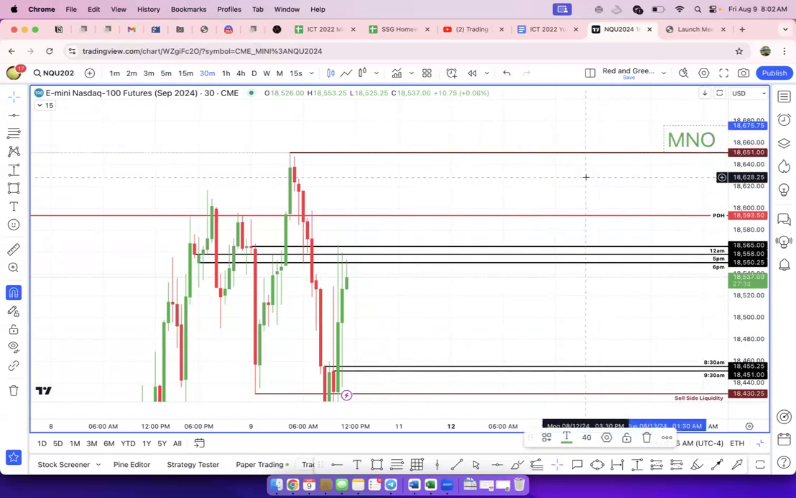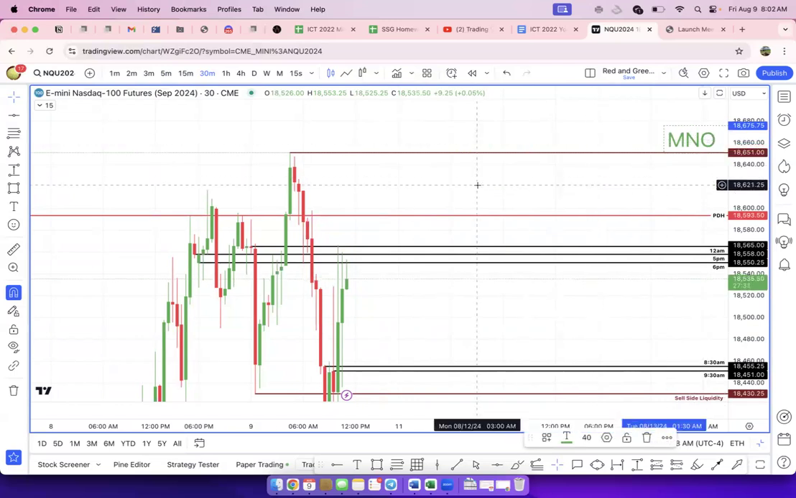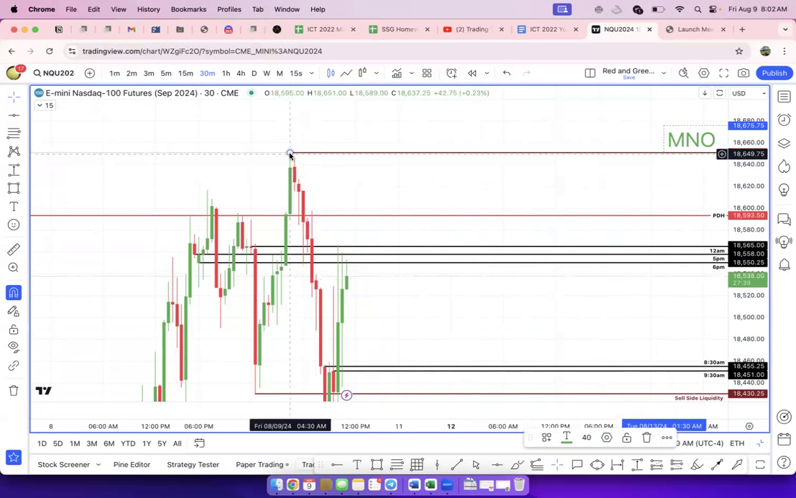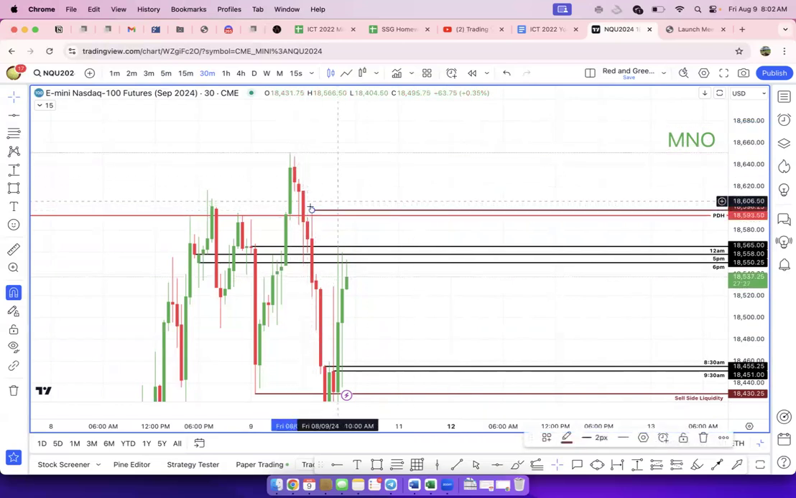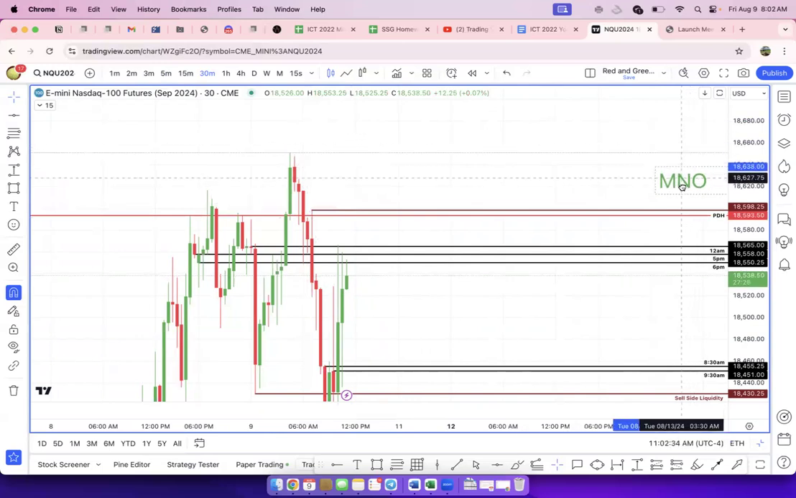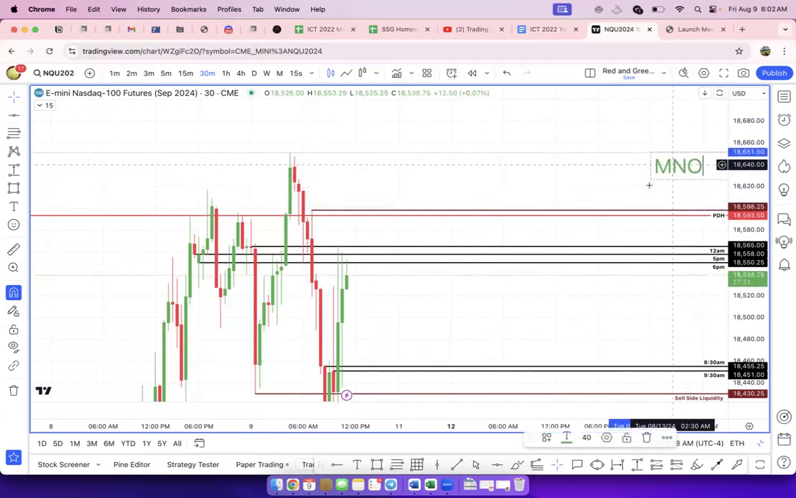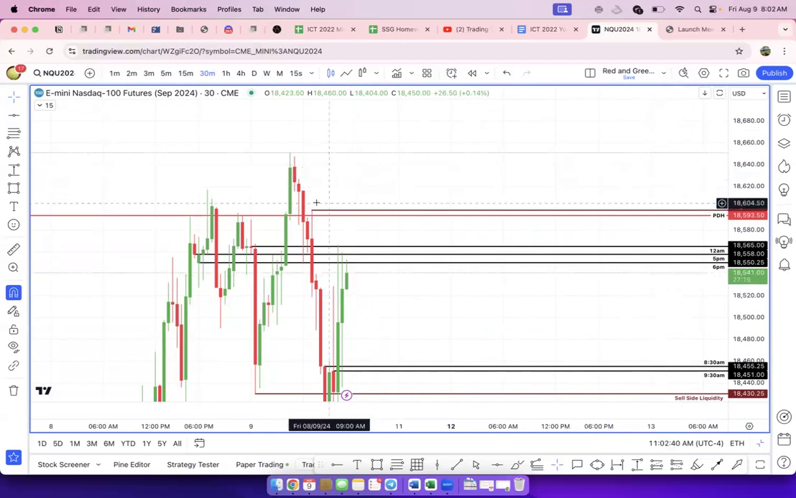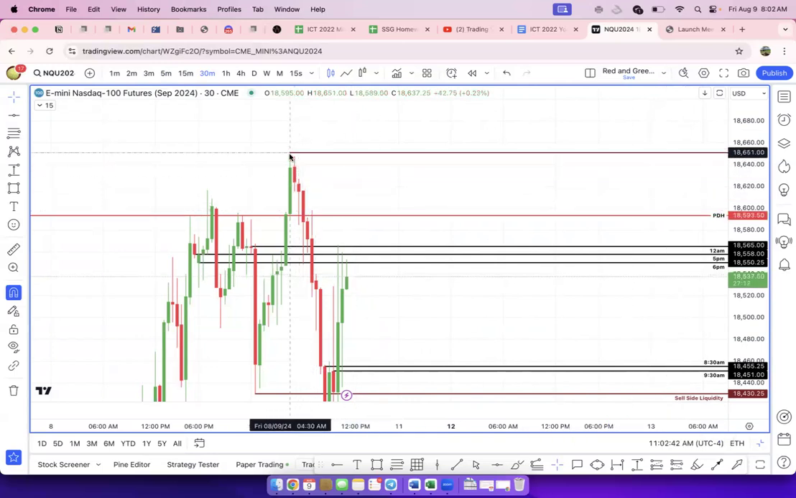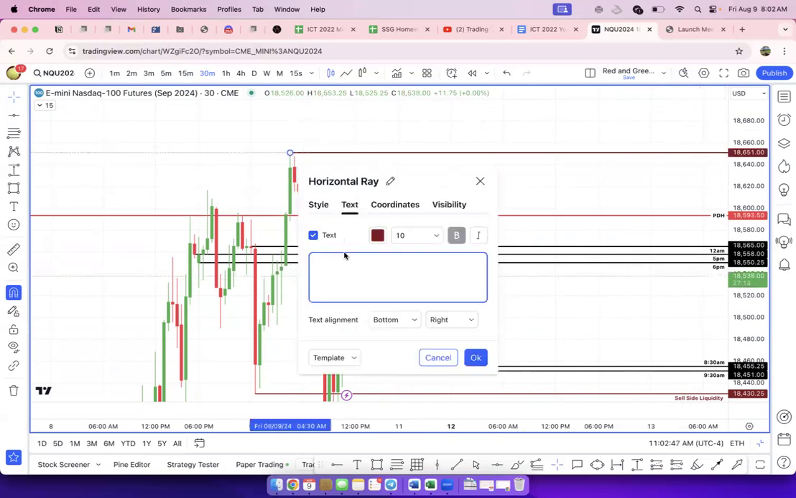So say we get to the call and we're like, oh, no, that's not the right level. We want you to mark right here. Then you have to move your line and grab your text and move that too. If you use the text that's on the horizontal ray, the text is going to follow the line and you can always repurpose the line. So you got midnight open.